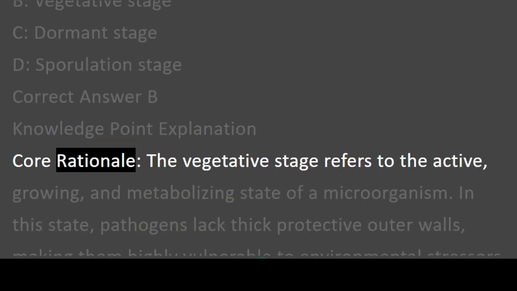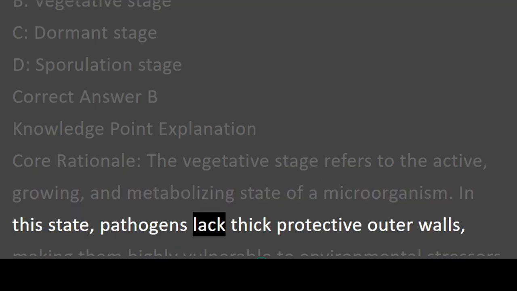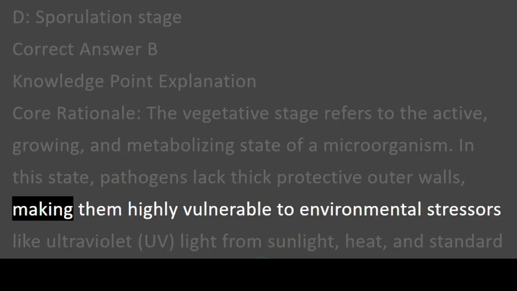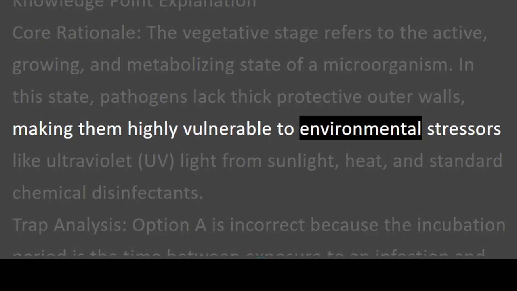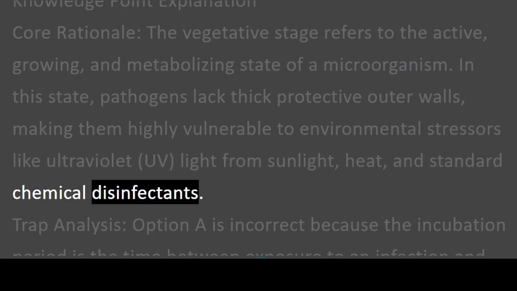Core rationale. The vegetative stage refers to the active, growing, and metabolizing state of a microorganism. In this state, pathogens lack thick protective outer walls, making them highly vulnerable to environmental stressors like ultraviolet, UV, light from sunlight, heat, and standard chemical disinfectants.